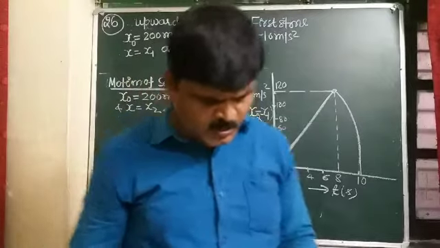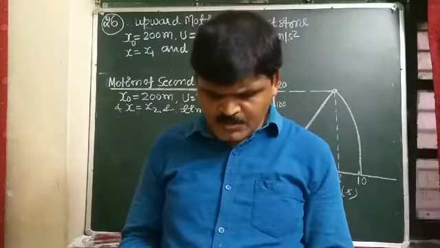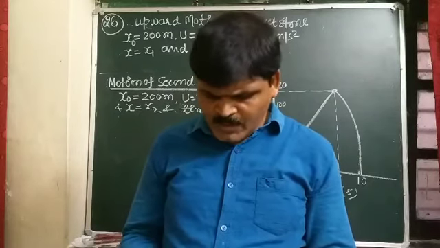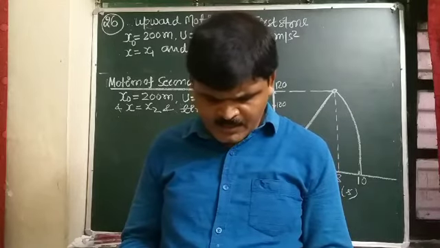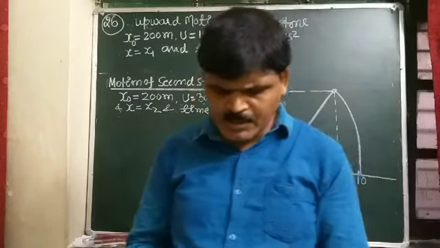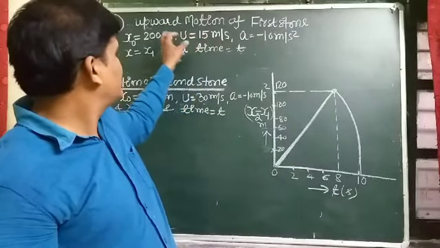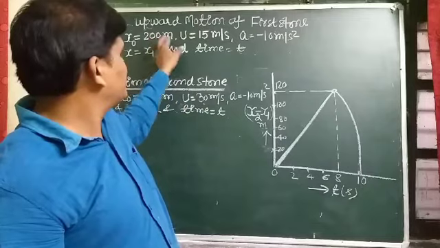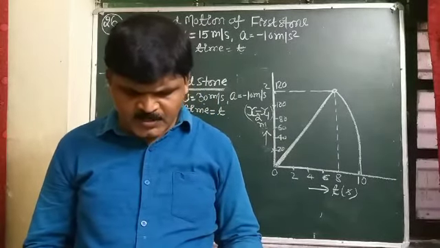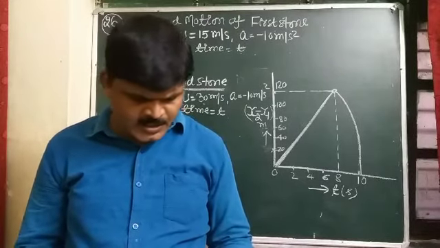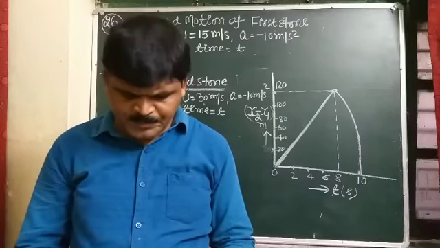Next question, student. Question number 26. Two stones are thrown up simultaneously from the edge of a cliff 200-meter high with initial speed of 15 meter per second and 30 meter per second.